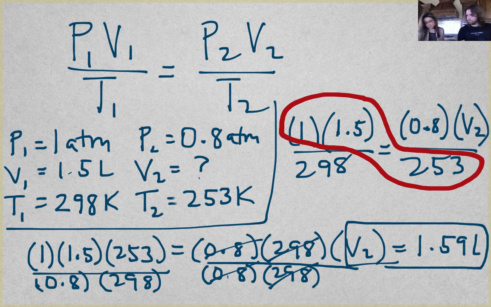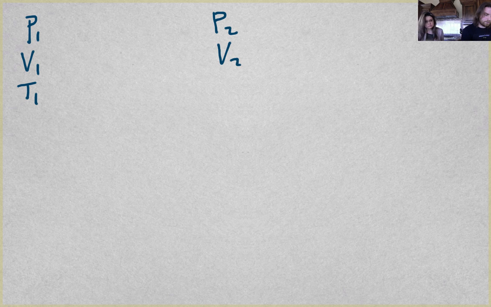You want to do one more? Sure. Let's do another one. All right. Now let's do one with millimeters of mercury. So I'm going to make my list: P1, V1, T1, P2, V2, and T2.